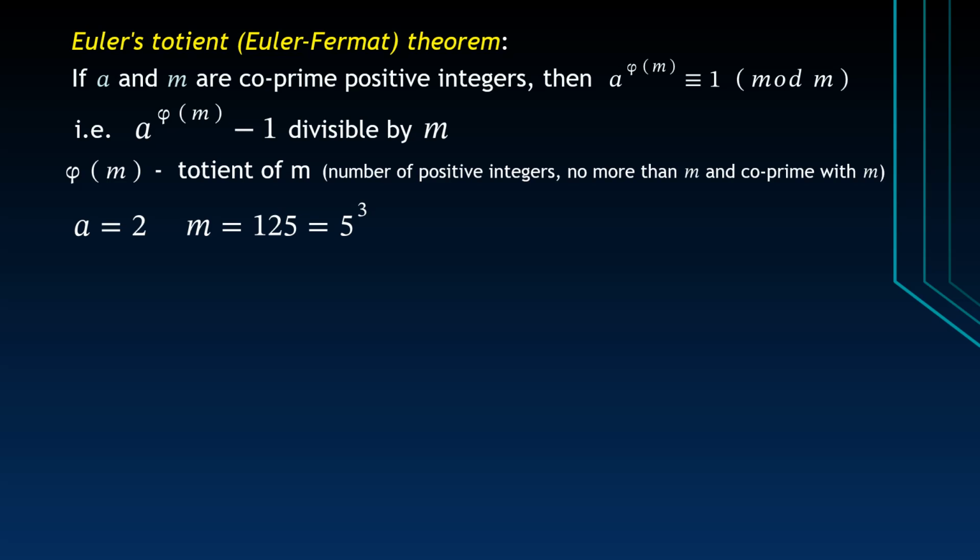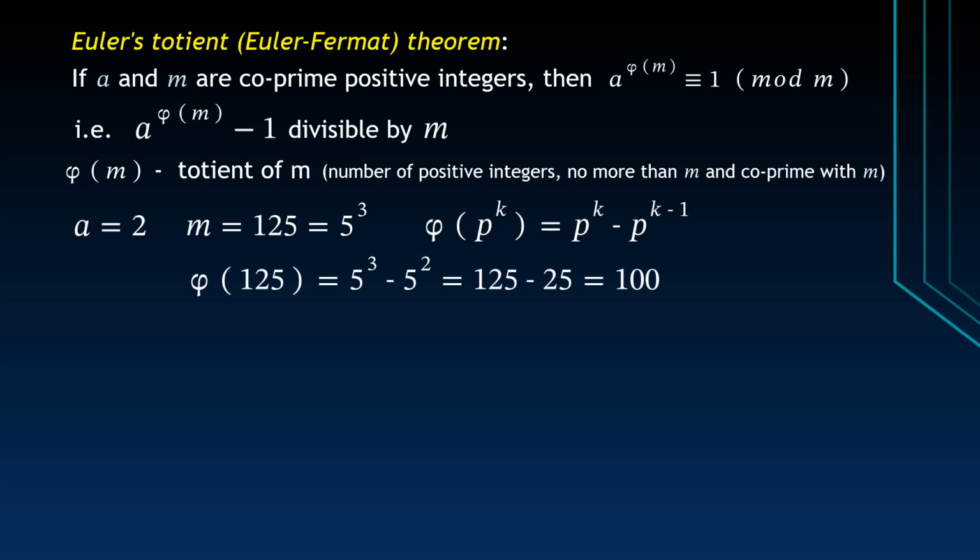When m is a power of a prime number, which is what we have now, the totient can be computed using this simple formula. In our case, phi of 125 equals 5 to the power of 3 minus 5 to the power of 2, which is 100. So Euler's totient theorem gives 2 to the power of 100 is congruent to 1 modulo 125.